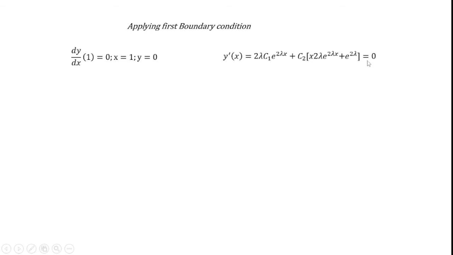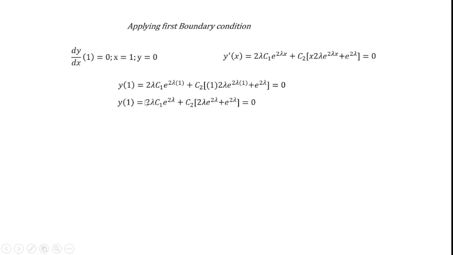What I got from the previous step, which is the differentiation with respect to x of the complementary function, I may get this equation, so that I can substitute the first boundary condition. From this, I can substitute 1 for x and 0 for y. What are all the x values available? Yes, 2 lambda c1 into e power 2 lambda x. For the x, I can substitute 1, plus c2 into x into 2 into lambda e power 2 lambda x. Again, I substitute 1, plus e power 2 lambda is equal to 0. Likewise, we can substitute the x and y values in the corresponding places.